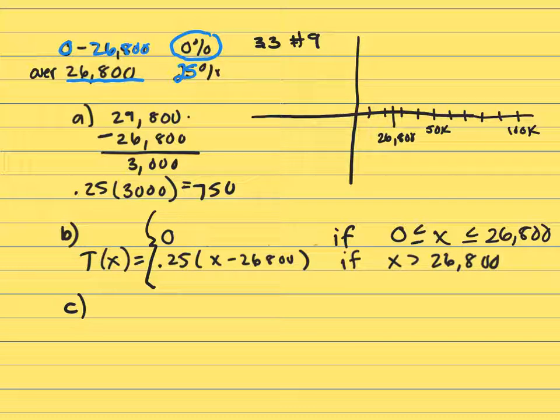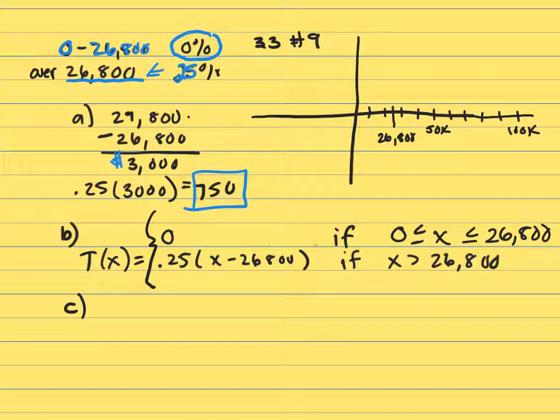So part A asks how many Sirktians in taxes are owed for 29,800. So we need to figure out how much 29,800 is over 26,800. That's a difference of 3,000. So if we multiply 0.25 times 3,000, we get 750 tax dollars.